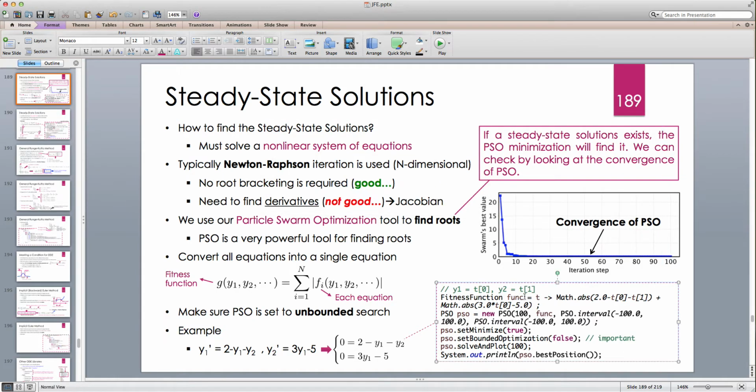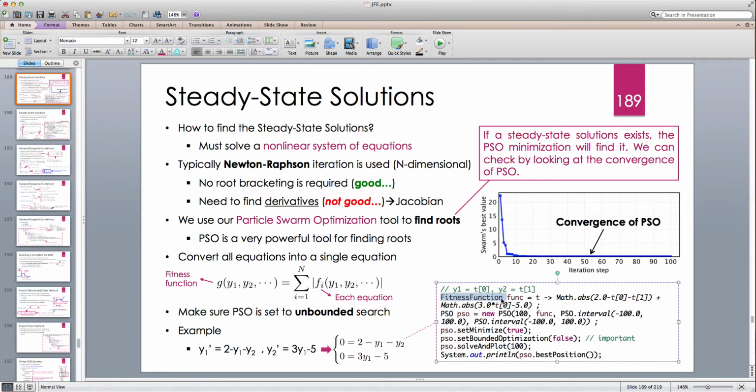optimization. So here's the code. Let's say I want to solve this: y1 prime equals 2 minus y1 minus y2, and y2 prime equals 3y1 minus 5. Now, obviously, in order to find the steady state solution, what I need to do is set the derivatives to 0. So y1 prime is 0. So I have one equation, 0 equals 2 minus y1 minus y2. And the other equation is 0 equals 3y1 minus 5. And I need to solve this system of two equations.